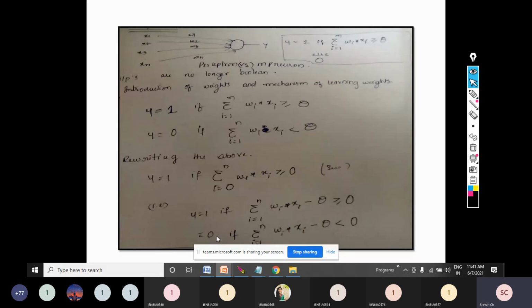Suppose, friends, this sigma of wi into xi, let us say I got this value as 4, and the threshold theta is also 4. 4 minus 4 is 0. Is 0 greater than or equal to 0? Yes, it is equal to 0. So again, I'll buy the product, y is equal to 1. Suppose if my sum is 5 and threshold is 4, 5 minus 4 is 1, 1 greater than 0, I'll buy the product. So like that, we try to represent the perceptron with this output function, which we have discussed elaborately in our previous class.